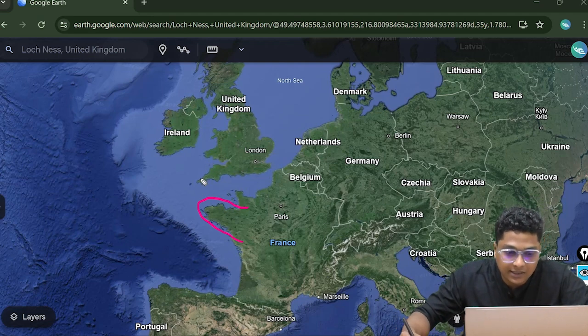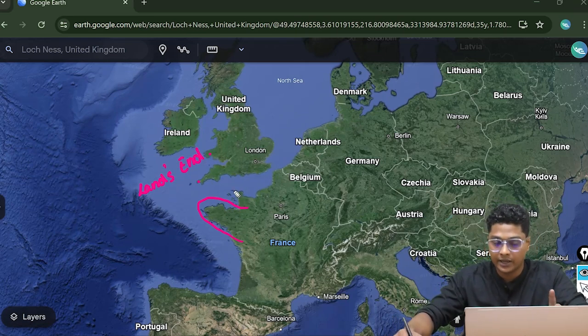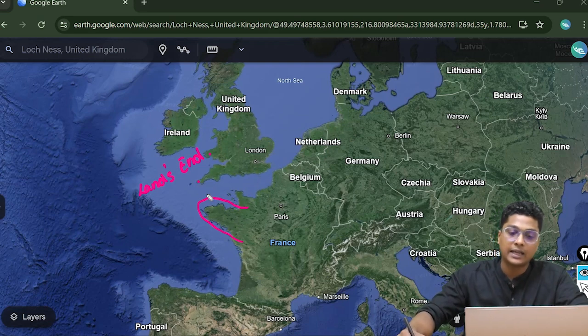Okay. And this end region is Land's End. Land's End. In the Atlas also, you will be able to see this name given here. So, the Brittany Peninsula is separated from Land's End by the English Channel. And the English Channel is connected with the North Sea through the Strait of Dover. Remember these cases, right? Strait of Dover as well.